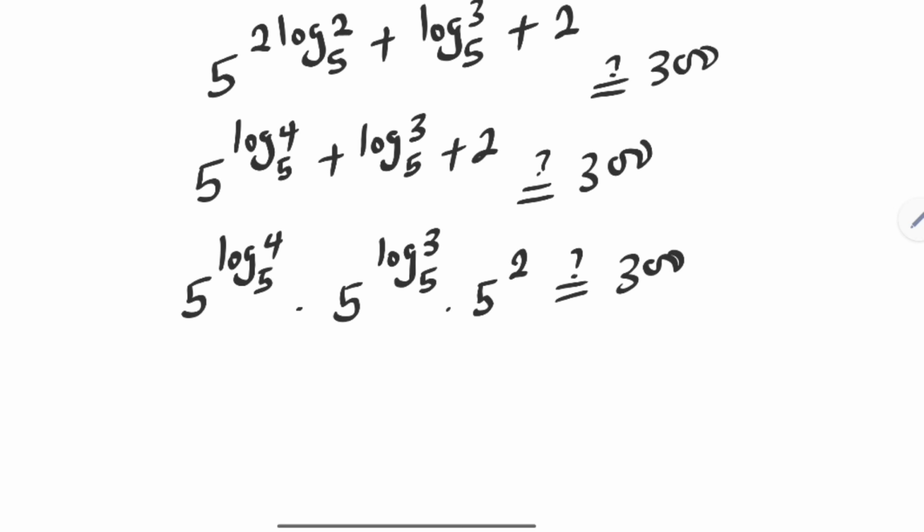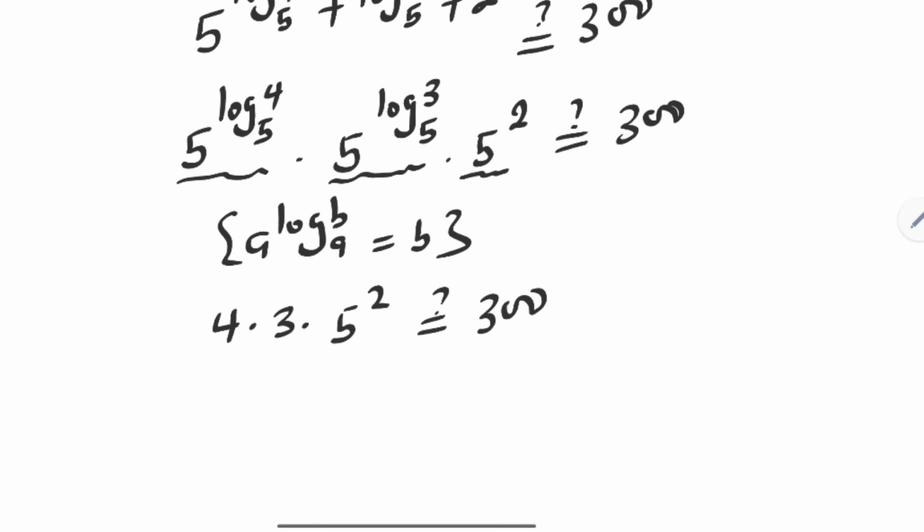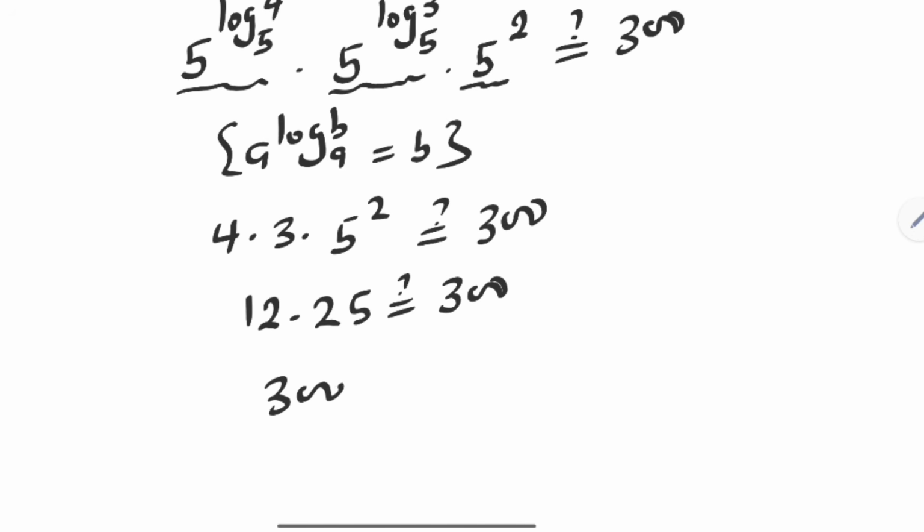Then take note of this, that if you have a raised to power log b base a, this is equal to b. The whole of this is 4, multiplied by the whole of this is 3, multiplied by this is 5 squared, must be equal to 300. Then 4 multiplied by 3, this is 12. 5 squared, 25. We have 12 multiplied by 25 must be equal to 300. 12 multiplied by 25, this is 300. 300 is equal to 300, which is true.